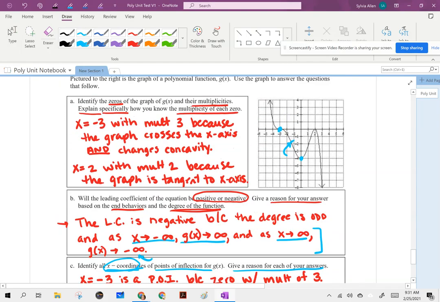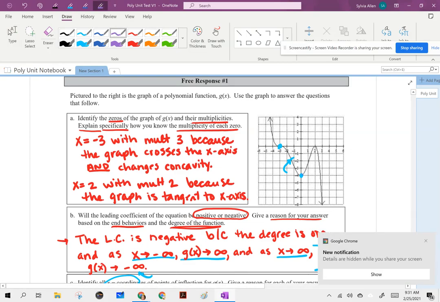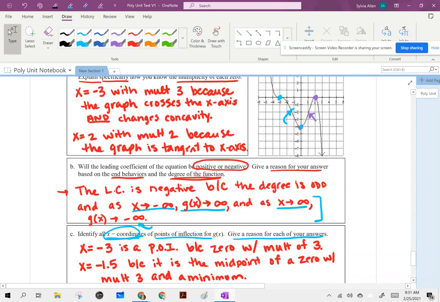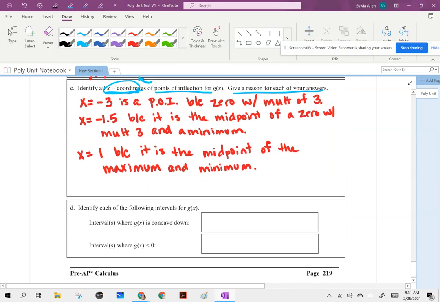Then the last condition says, the other point of inflection is when you have a minimum and a maximum consecutively, then the point of inflection is right there in the middle. So we took the x values, added them up, and divided by 2. So x equals 1 because it is the midpoint of the max and the min. All right, now let's do D.